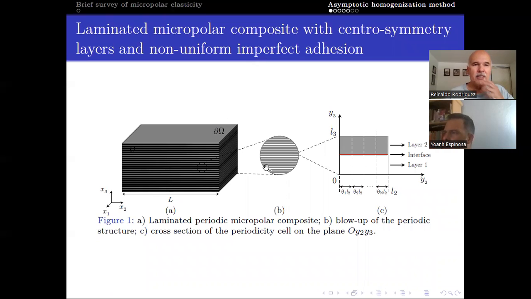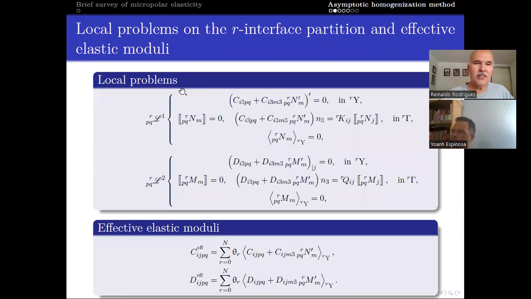We consider layers, a laminated composite made up of different layers perpendicular to Y3, and observe here the interface conditions, which is the red line. Then, in order to study that, we applied the asymptotic homogenization method.